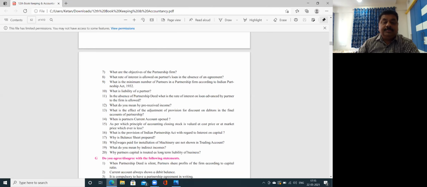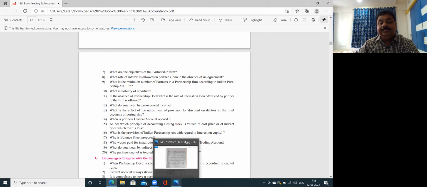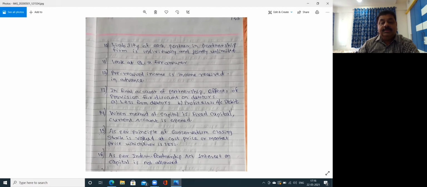Now 14 number. When is partner's current account opened? The answer is, of course, when capitals are fixed. When the method of capital is fixed capital, the current account is opened. In that case, current account is opened.